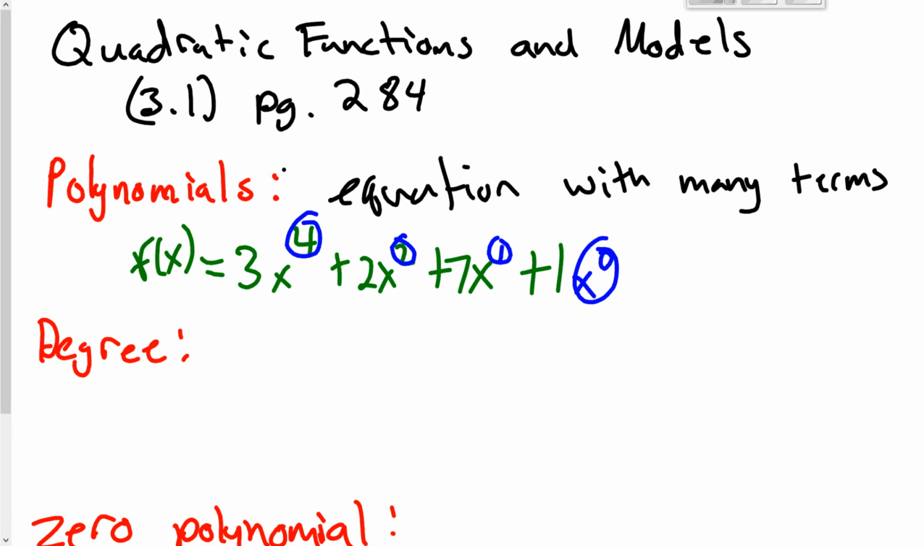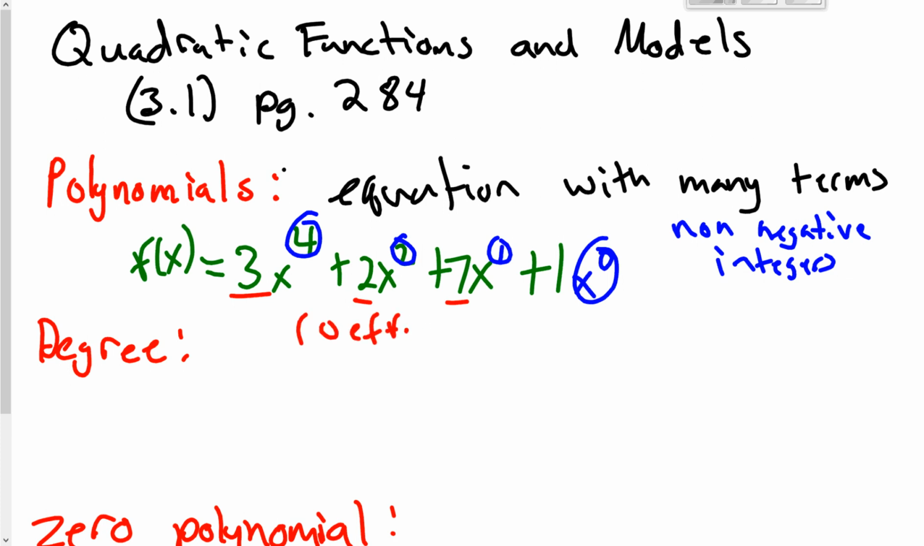So the exponents have to be non-negative integers. Okay, so they can't be negative, and they can't be fractions, basically. And then these numbers in front of the variables are called coefficients. And then each term is separated by an adding or subtracting sign, right? This last one is called the constant because it has no variable on it.